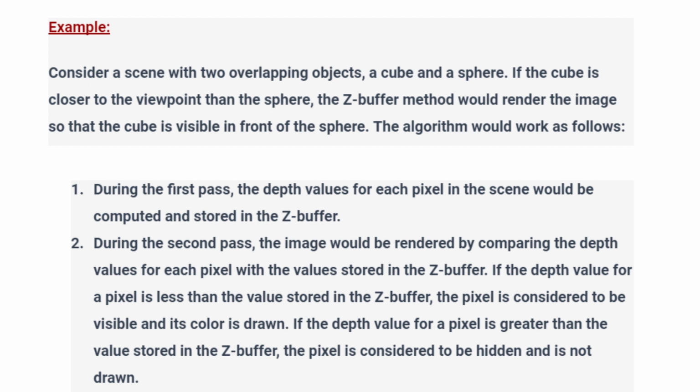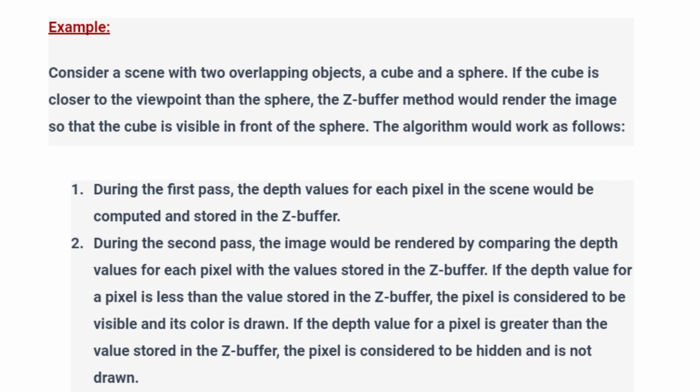During the first pass, the depth values for each pixel in the scene would be computed and stored in the Z-buffer. During the second pass, the image would be rendered by comparing the depth values for each pixel with the values stored in the Z-buffer.